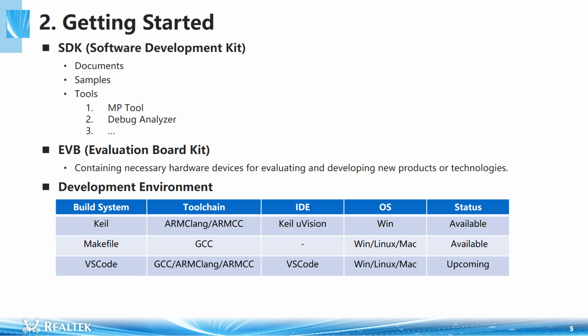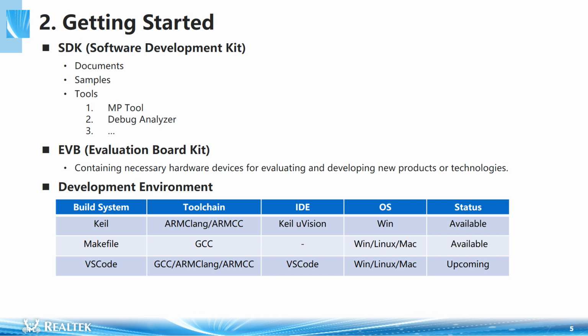Getting started with the BLE SoC SDK requires the following components. 1. SDK package. This includes comprehensive documentation, examples, and tools. 2. Evaluation board kit. This is a toolkit containing the necessary hardware devices for evaluating and developing new products or technologies. 3. Download and installation of the development environment.